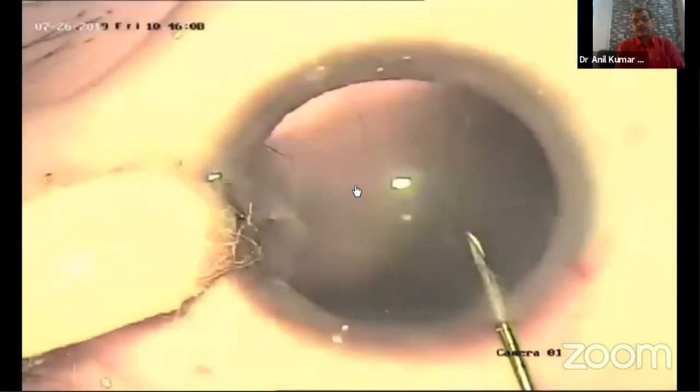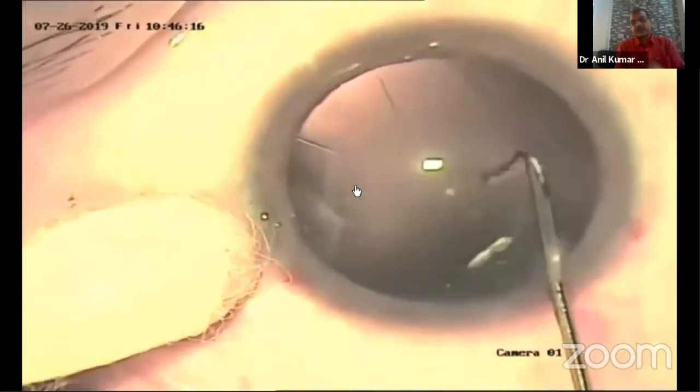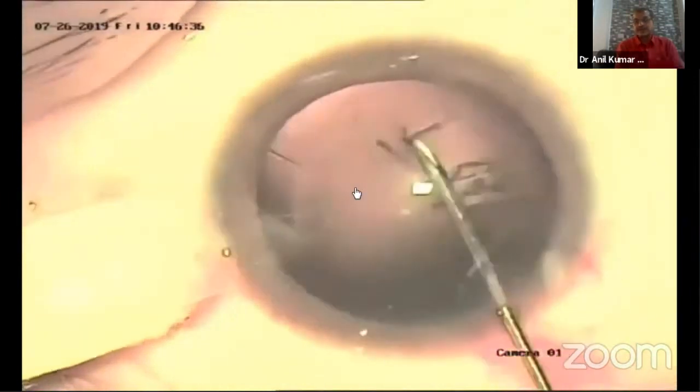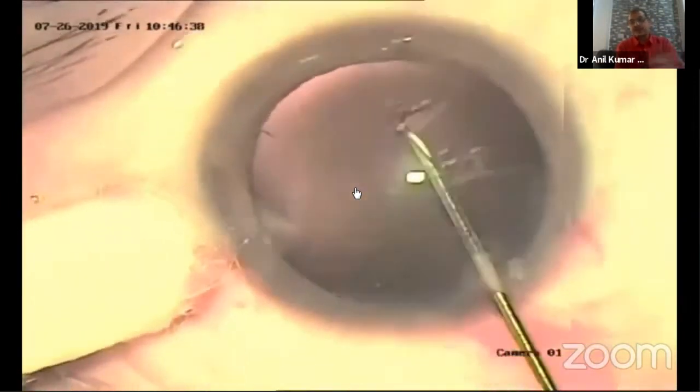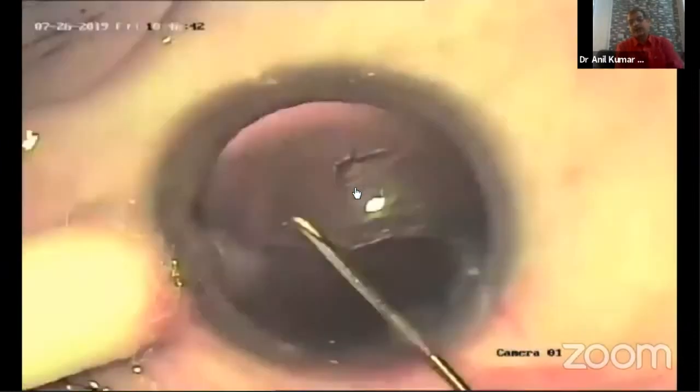The second point in these cases is how to choose the IOL. In post LASIK or post PRK, the posterior to anterior ratio usually decreases, but in post RK patients it increases the posterior to anterior diameter. So calculating the IOL power is also tricky.